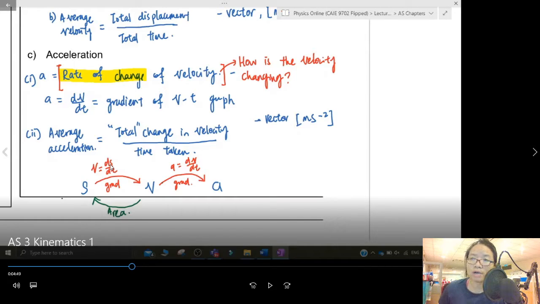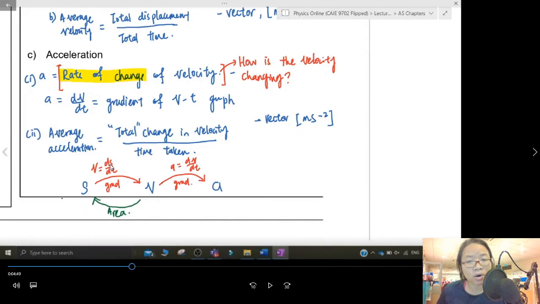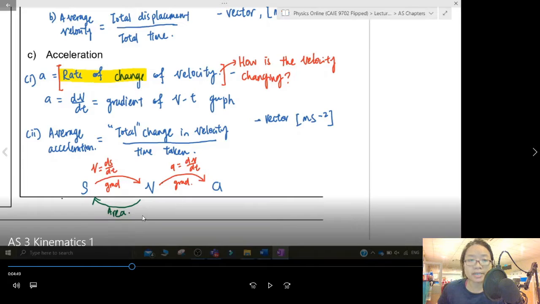Okay, whether you come from IGCSE or SPM, this idea is not new to you, because from the S, if we look at the gradient of the S graph, we can deduce how the V graph looks like. If we look at the gradient of the V graph, we can deduce how the acceleration graph looks like. If we want to find displacement from the V graph, we will look for its area. If the red arrow is differentiate, then the green arrow is integrate, and integrate is look for area.